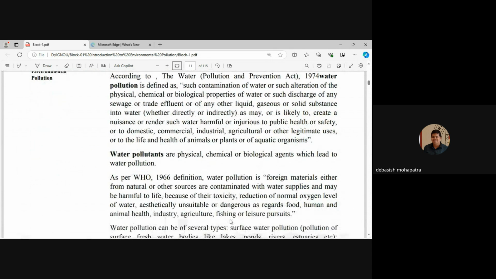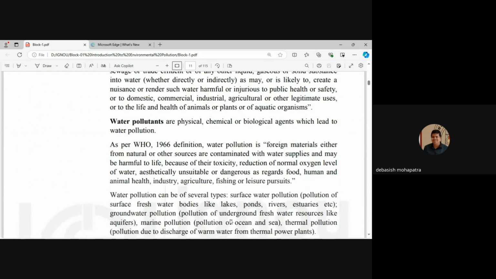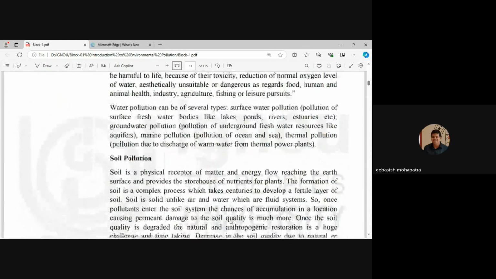Then water pollutants are physical, chemical, biological. Yesterday I have already discussed all these things. I don't need to discuss them again. Then comes soil pollution.